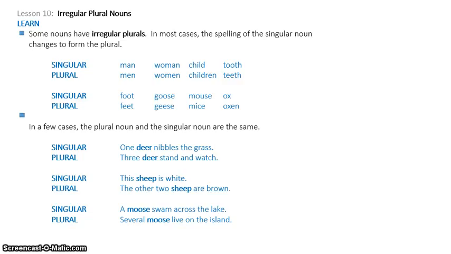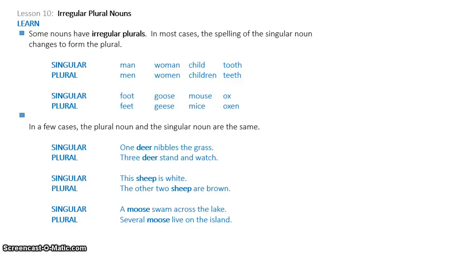In the example they gave you, man is singular. When you change it to plural, you don't add an S. This is why it's called irregular. With a regular noun, you would just add an S to that word. But this is an irregular one. So you're going to change man to men, woman to women, child to children, tooth to teeth. You mainly know these. These are ones you've already learned.